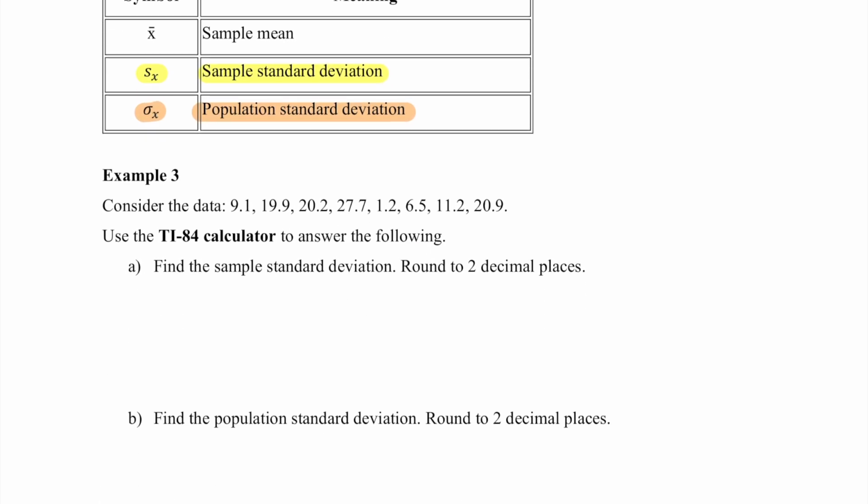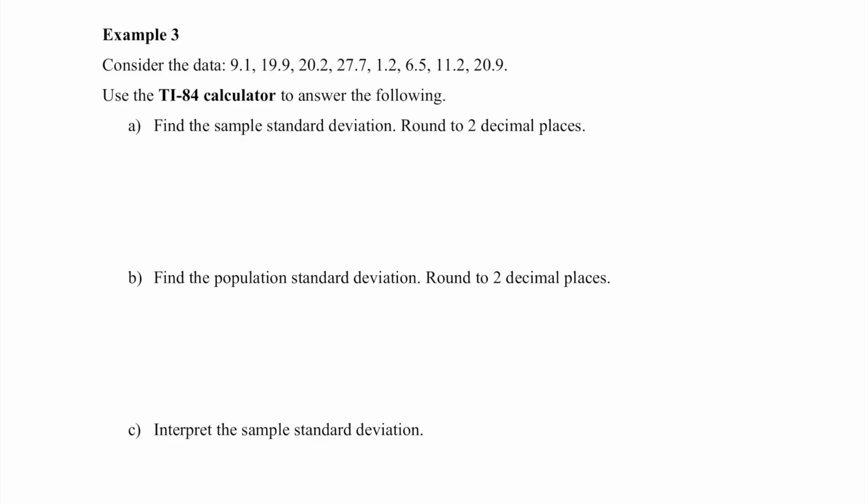Now, let's look at example 3. We're given this data set and we're asked to use the TI-84 calculator to find the standard deviation. Round to 2 decimal places.